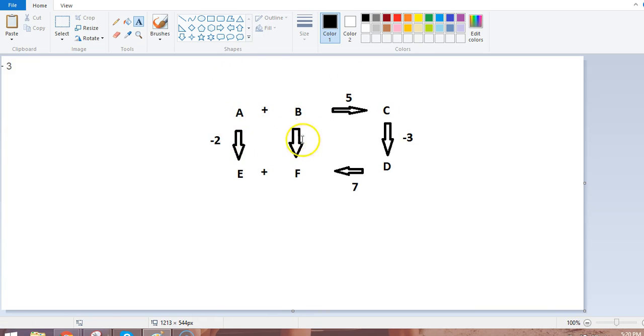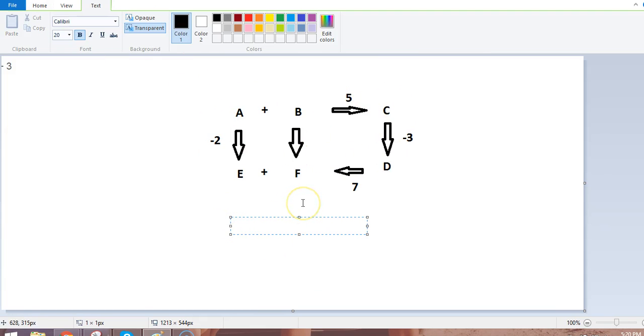All of the clockwise arrows are going to need to equal all of the counterclockwise arrows. So if we want to figure out the enthalpy of formation of B to F, then I know that these have to equal these. And so this is going to be 5 plus -3 plus 7 should equal -2 plus the enthalpy of formation that we get there. And so this is 9 equals, so the enthalpy of formation needs to be 11.